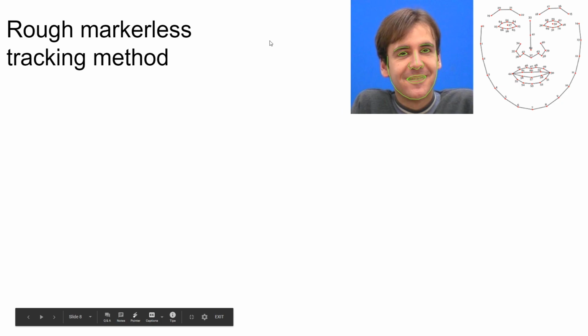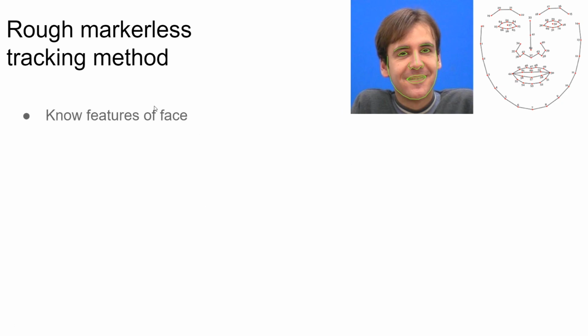Just to give you a very rough summary of how markerless tracking can be done, at least relative to the face. We already know the features of faces, and this is a pretty standard layout of features. I don't remember the paper that this came from, but this is really, really common. You can do the feature matching of these specific features with computer vision. Those of you who have taken a computer vision class will already know how this works.